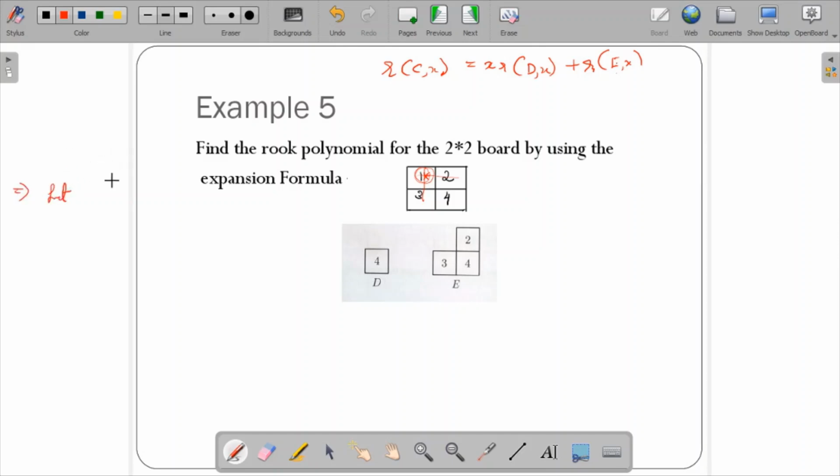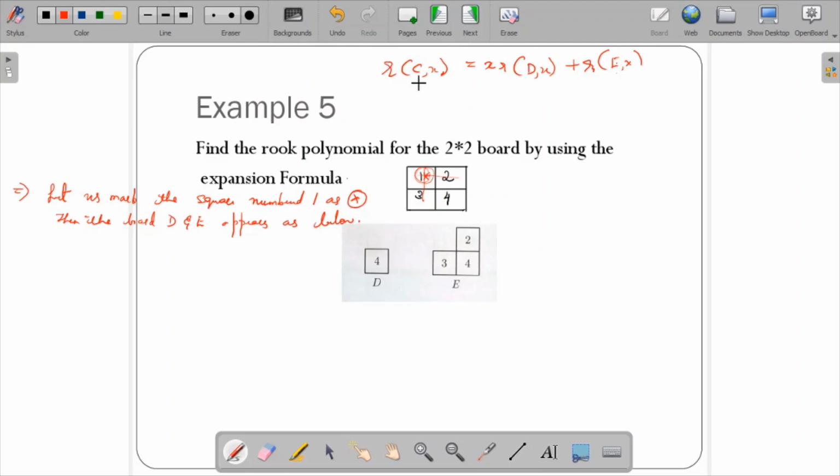Now for this, the solution: let us mark the square numbered 1 as star. Then the boards D and E appear as below, like this. Now for this we have to use the expansion formula.